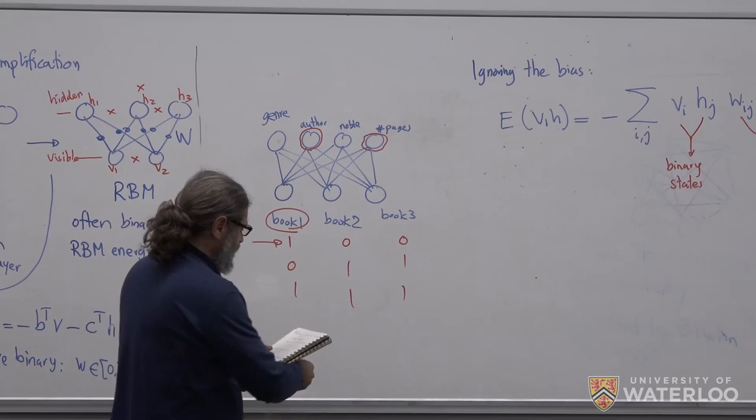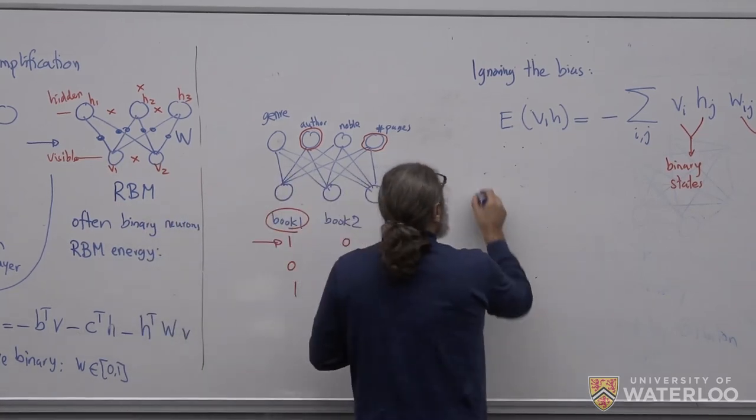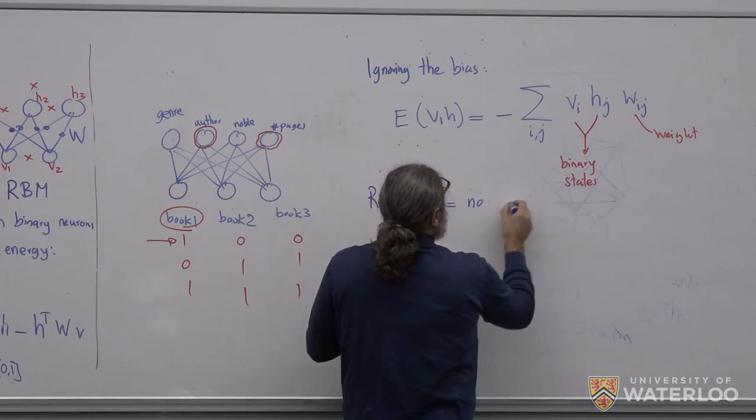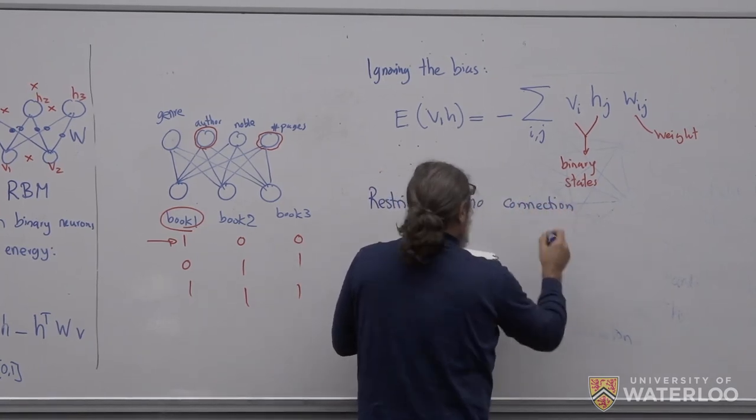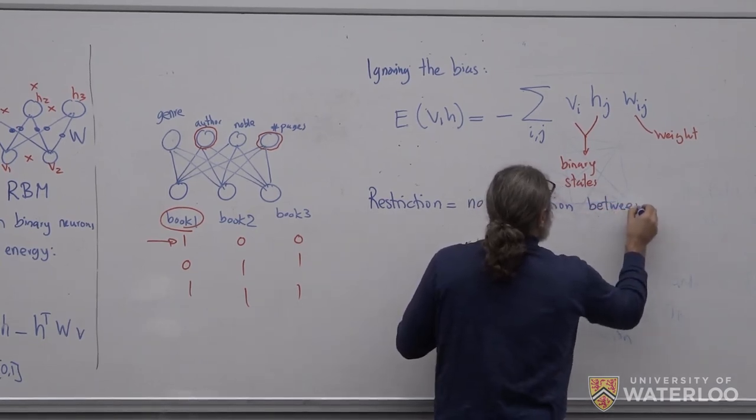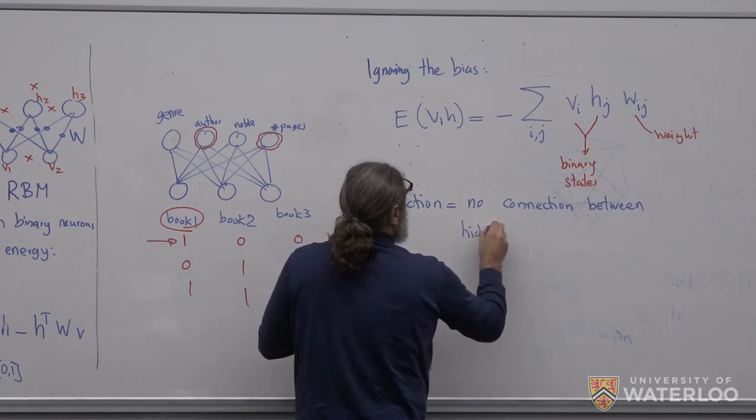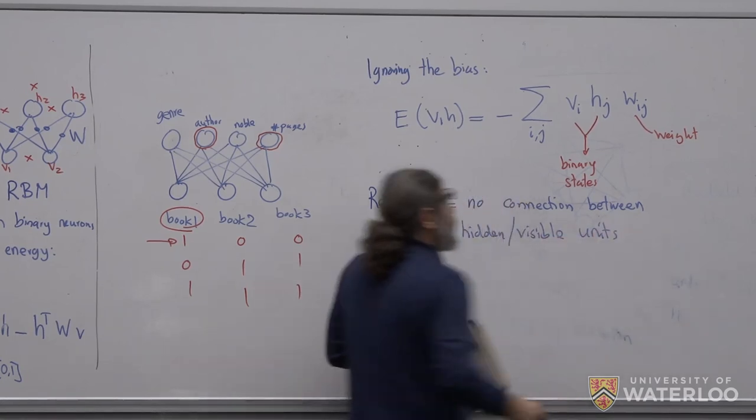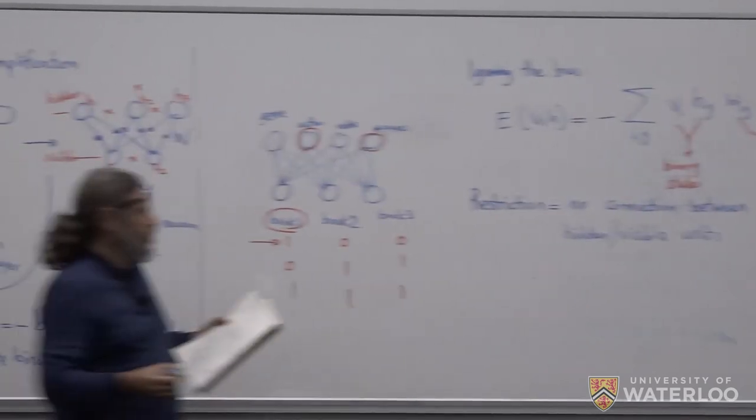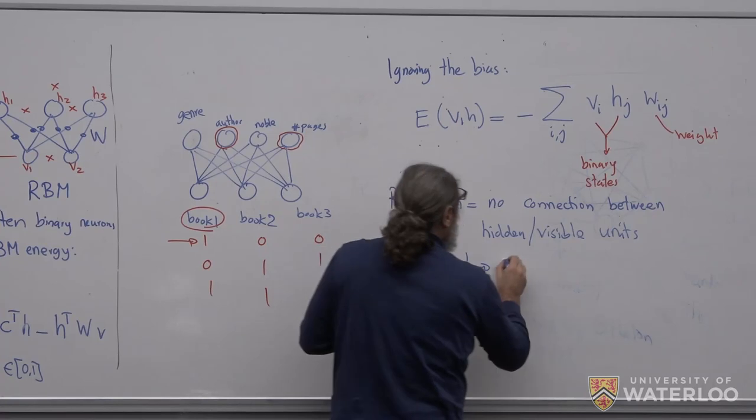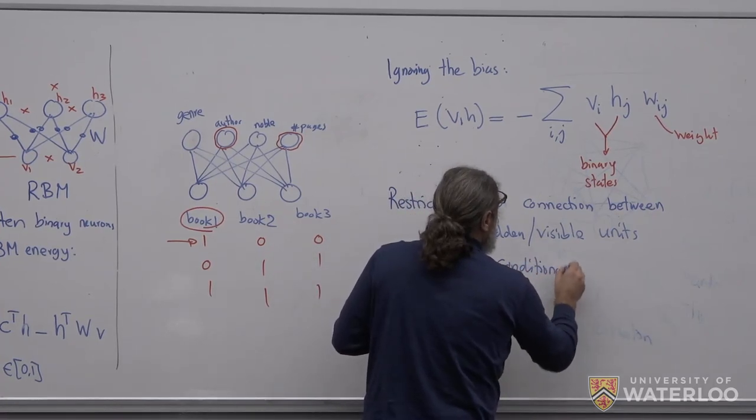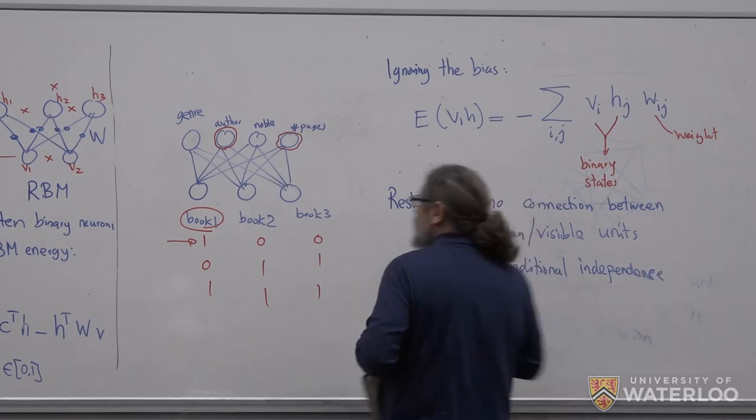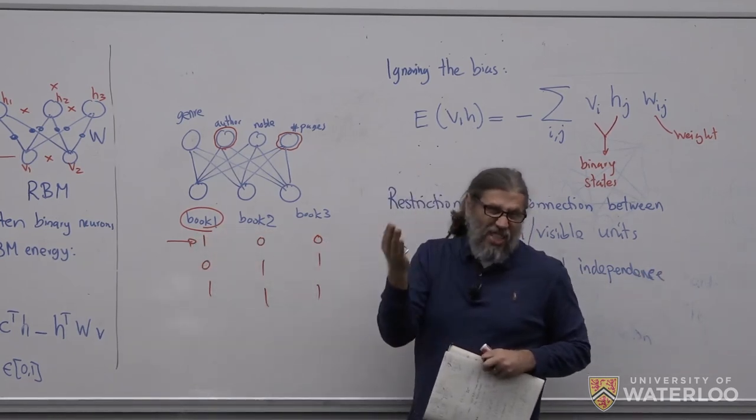Okay. So the restriction was, again, important. The restriction was no connection between hidden and visible units within each group, which means you have conditional independence between your visible units. You are making that assumption. It's a naive assumption, but.